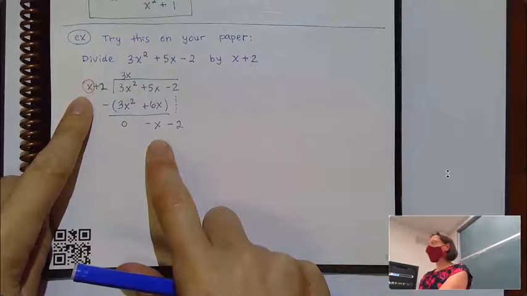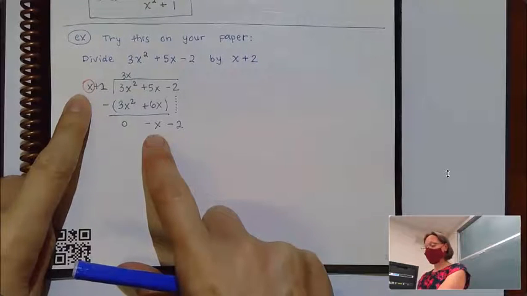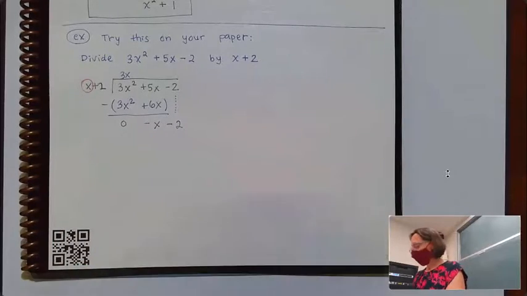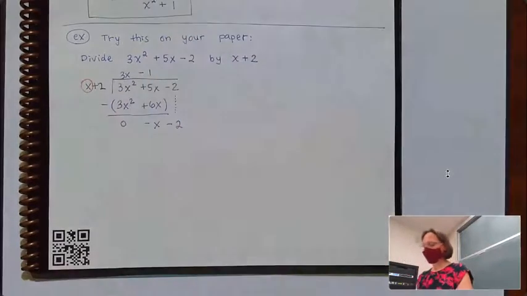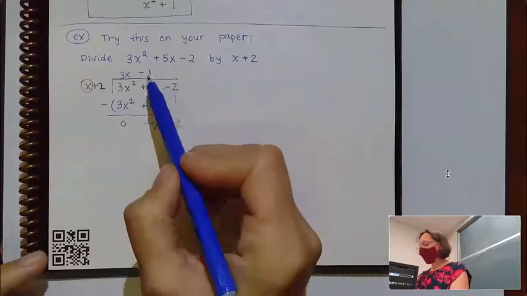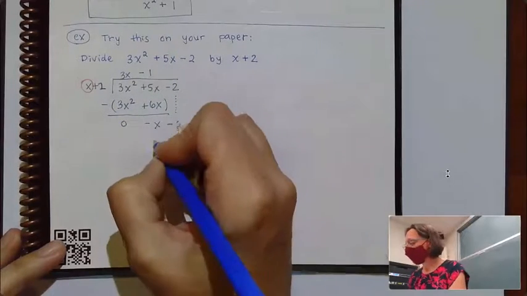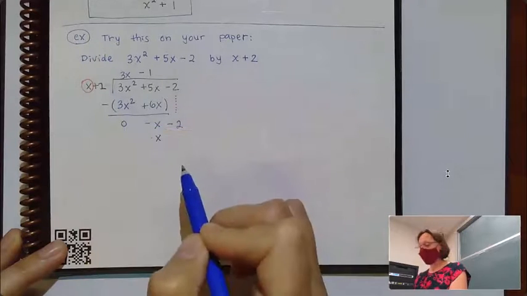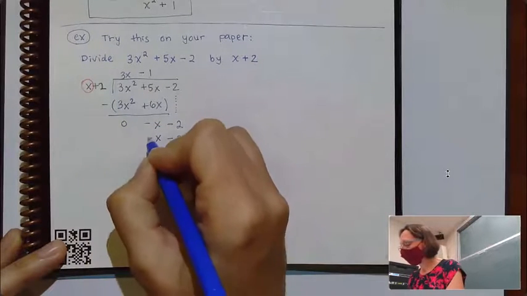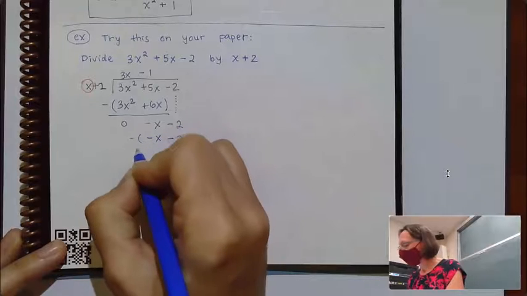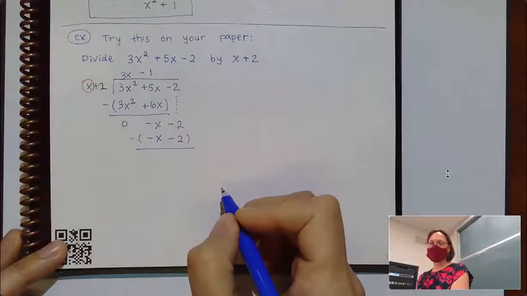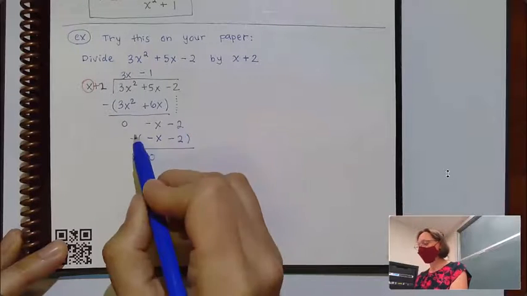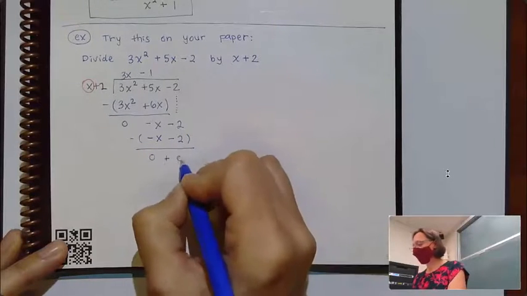So I've got to go one more step and think about x times what gives me negative x. And that number is negative 1. Negative 1 times x, I'm going to write a negative x. And negative 1 times positive 2 would be negative 2. That's a whole lot of negatives. But when I subtract this, negative x minus negative x is 0, and negative 2 minus negative 2 is also 0.